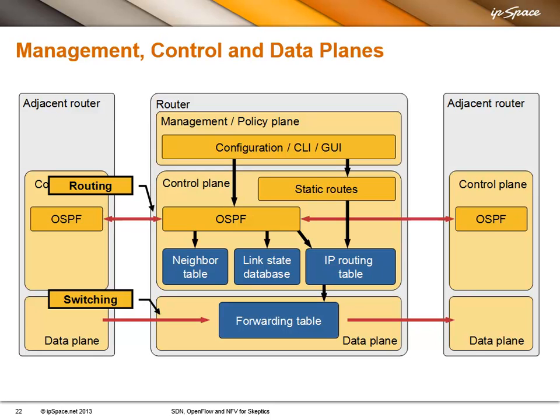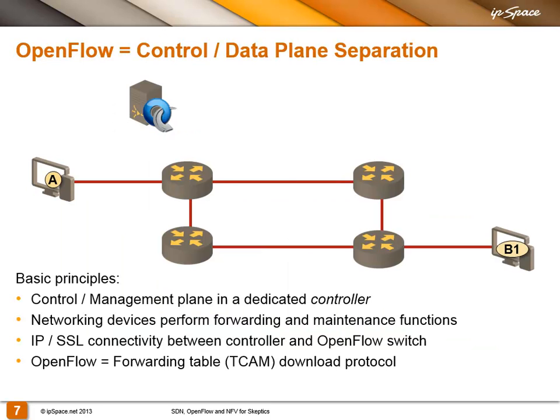On top of everything else, we have the management or the policy plane, where we do the configuration, and we can use CLI, GUI, API, it doesn't matter, to monitor the device, to see the parameters of the device, and to adjust the operation of the control plane protocols. In an OpenFlow-based network, there is a physical separation between the control and the forwarding plane. The basic principle is that the control and the management plane are in a dedicated controller, and the networking devices just perform the forwarding and the maintenance functions.